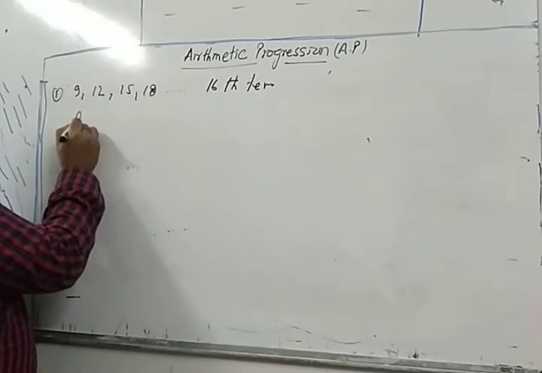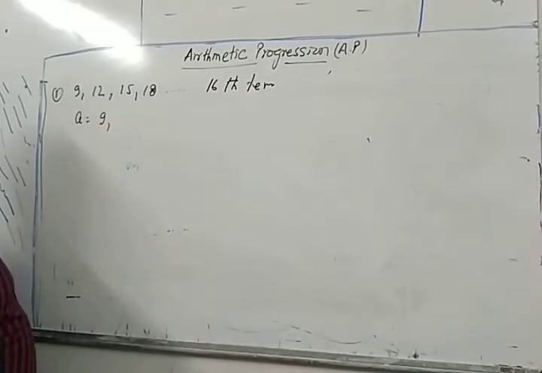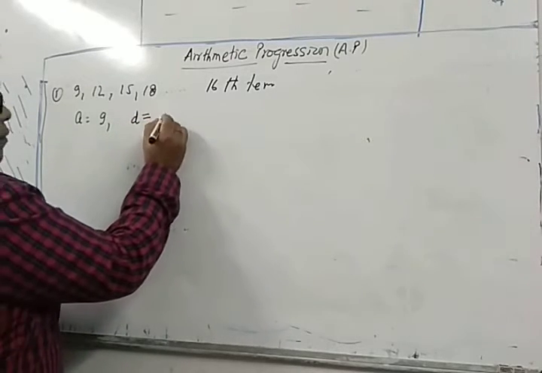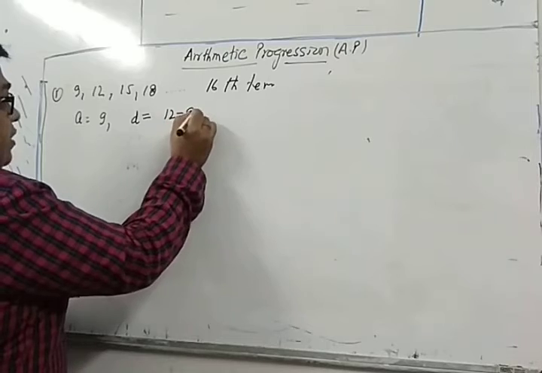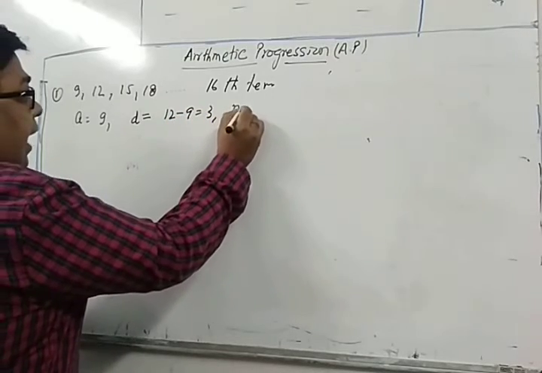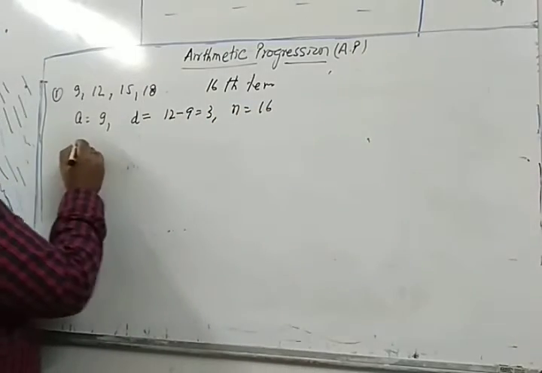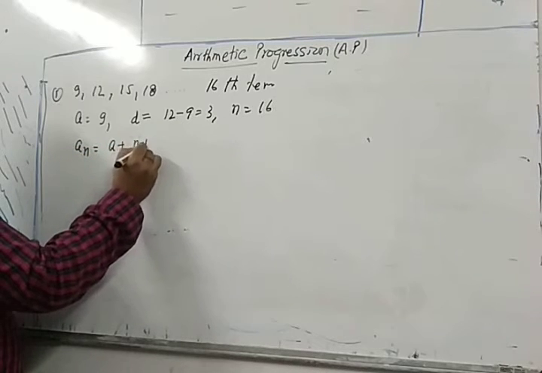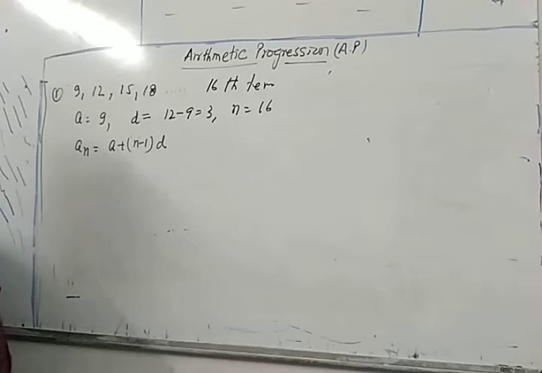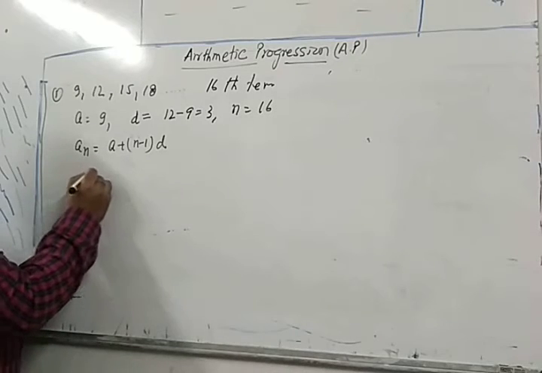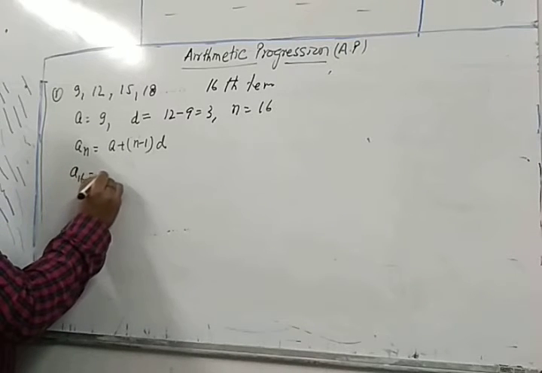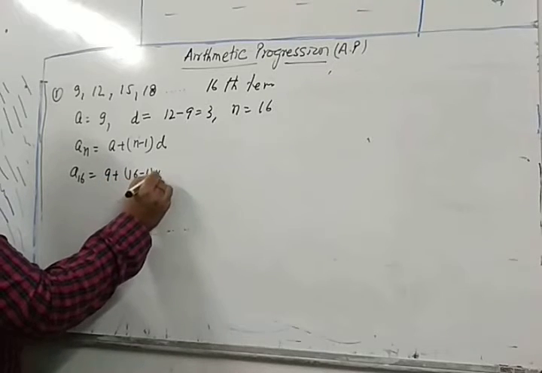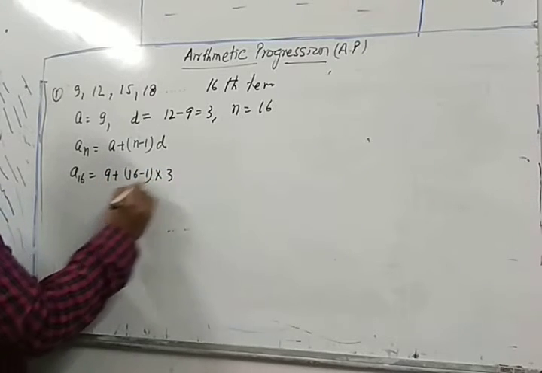Now the first term is 9 and we will find the common difference. We take the difference of two terms, 12 minus 9, which is 3, and n is equal to 16. Now what is the basic formula? an is equal to a plus (n minus 1) into d. We are finding the 16th term, so a is 9, n is 16 and d is 3.